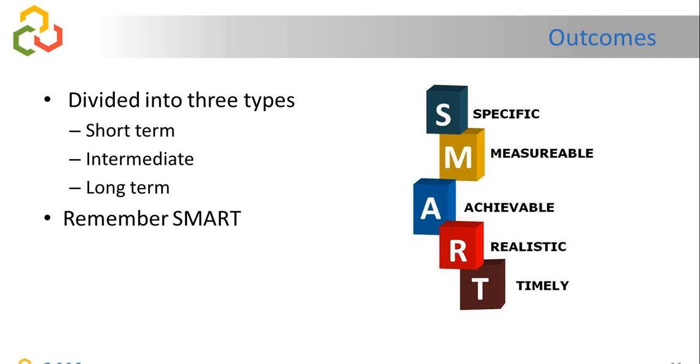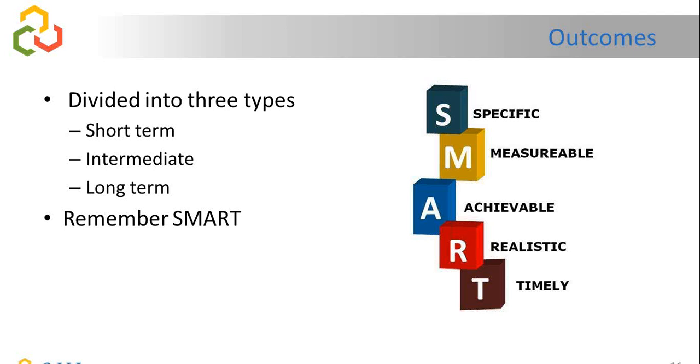And the key to having that objective, and it goes into the outcomes as well, is remembering SMART from last week. You're specific, measurable, achievable, realistic, and timely. You really need to remember that when you're developing the logic model, because those are going to help you develop how you're going to determine if your program was successful.